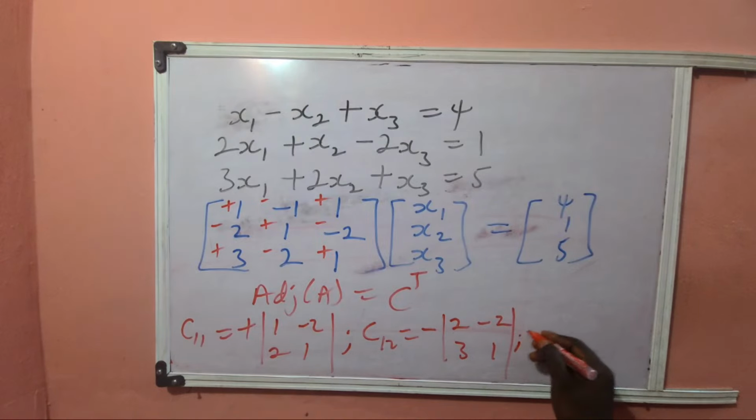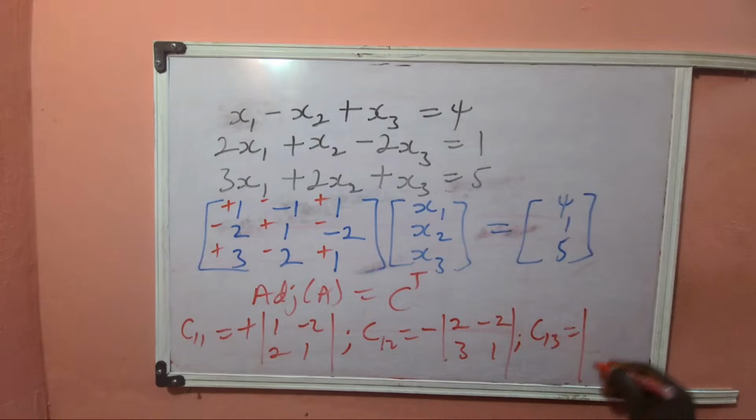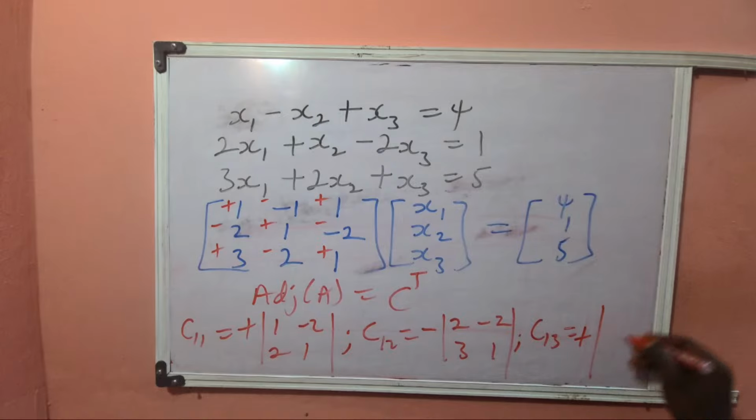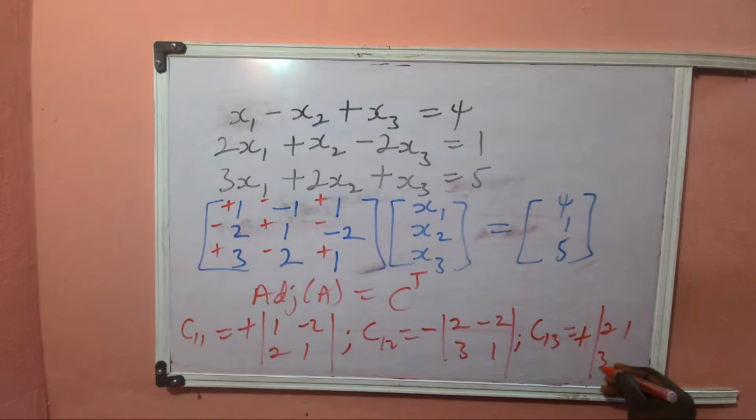And then for the cofactor of 1, 3, we'll be having plus, in this case, we are dealing with 2, 1, 3, 2.